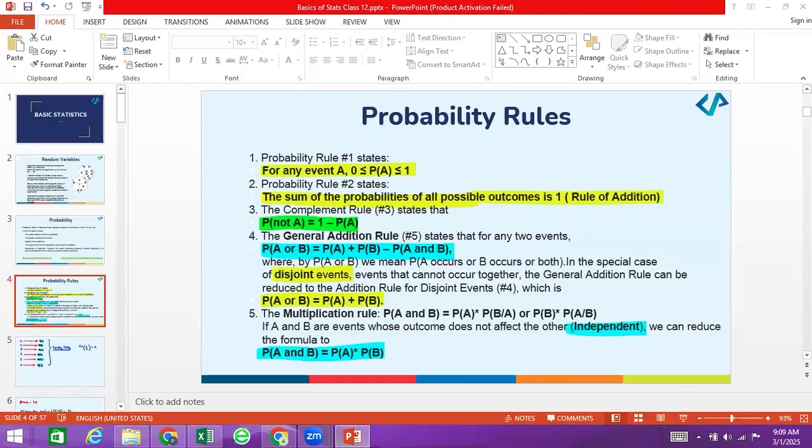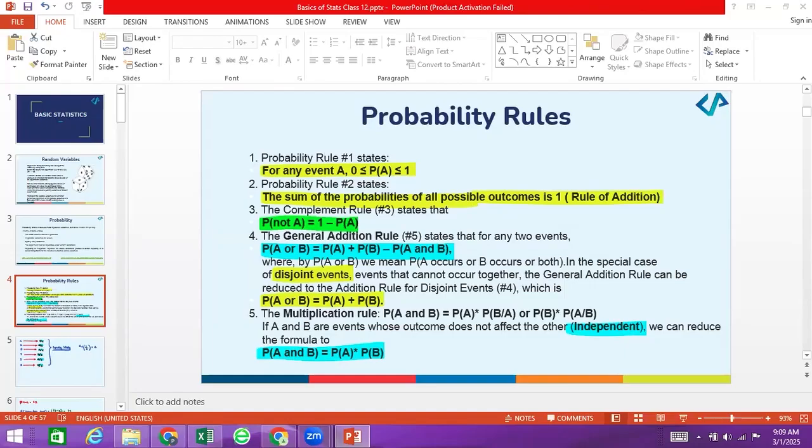foremost important thing in probability to understand is that the probability will always vary between 0 and 1, right? So the maximum probability of something can be 1. The minimum probability of something can be 0, right? So the probability cannot be negative. Similarly, it cannot be greater than 1. That was the first rule that we had.